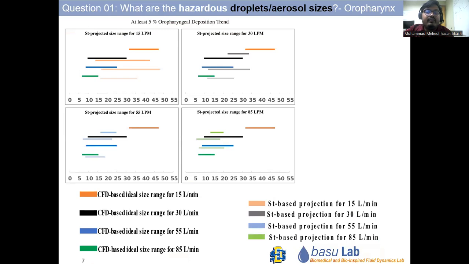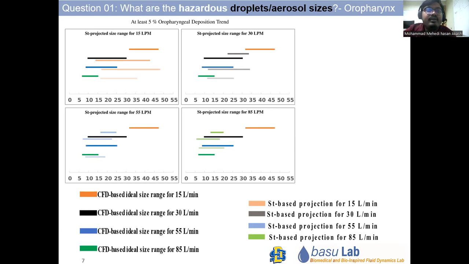This slide shows a graphic representation of the predicted droplet size distribution at the oropharynx, and we are considering that there is at least 5% oropharyngeal deposition. CFD droplet size ranges are represented by deep colors and the Stokes number projected ranges are represented by the light colors. Let's discuss the first panel as an example. In this panel, we are going to predict the droplet size range for 15 liters per minute using CFD values of 30, 55 and 85 liters per minute.